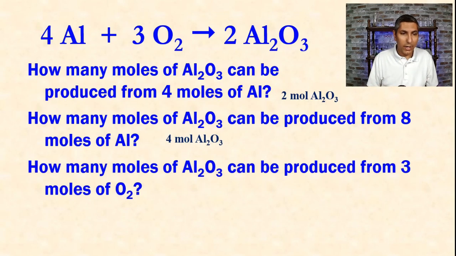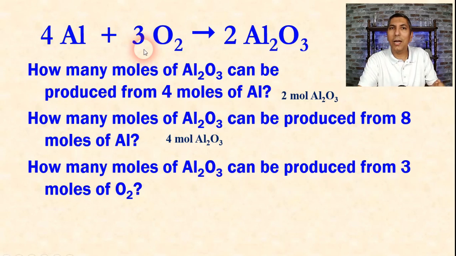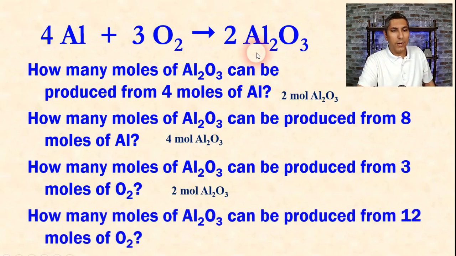In the next question, it says how many moles of aluminum oxide can be produced from 3 moles of oxygen? Once again, we're just looking at those coefficients in the balanced equation. 3 moles of O2 are going to produce 2 moles of aluminum oxide. We just look at the coefficients of the balanced equation. How about this one here? How many moles of aluminum oxide can be produced from 12 moles of oxygen?